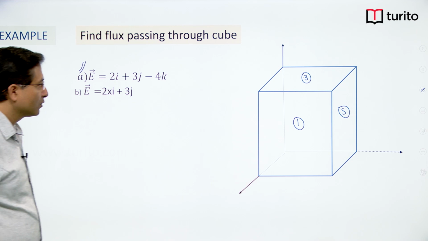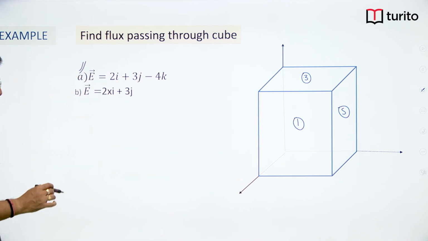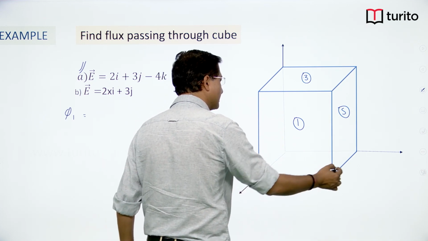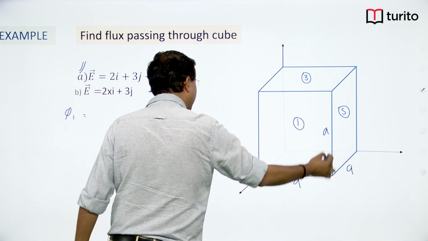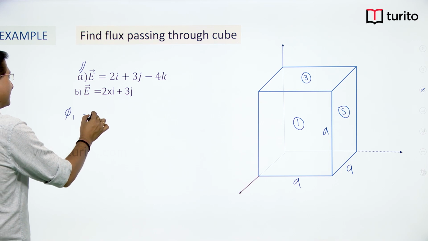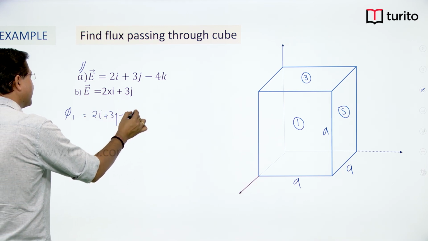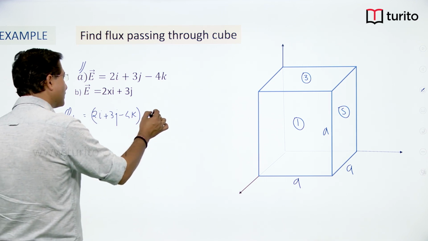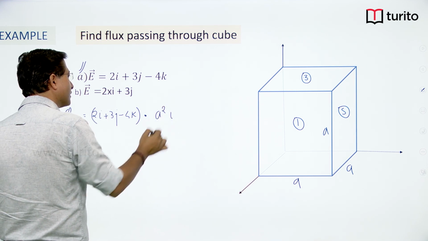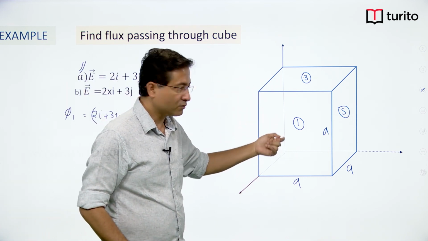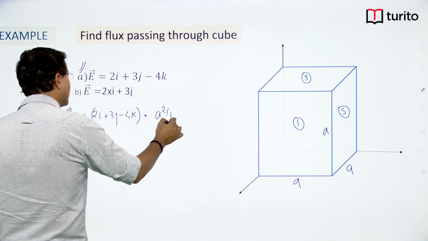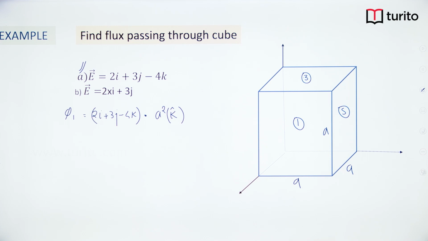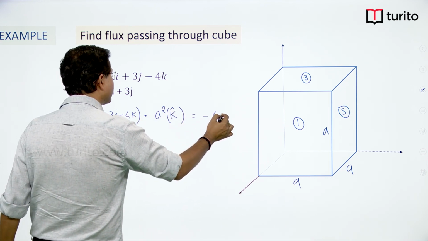Now, if I ask what is the flux associated with the first surface, see, assume that the area of this one, this is A, this is A, this is A, in magnitude will be A square. The field I will write as 2i plus 3j minus 4k. As the field is uniform, no need to integrate, just multiply by the area, dot product, A square. For the first one, the front one, the outward area vector is A square k cap. If you multiply with k cap, you will get minus 4a square.